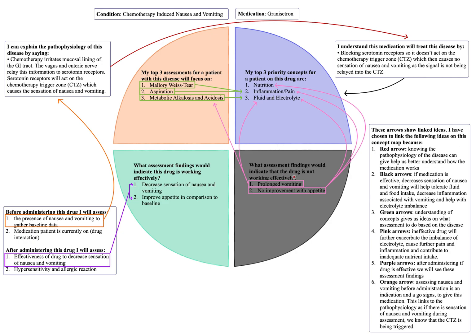So assessment findings that indicate to me that the drug is not working are prolonged vomiting and no improvement with appetite. With prolonged vomiting, we could see the metabolic acidosis, and with no improvement with appetite and with the prolonged vomiting, this can exacerbate the fluid and electrolyte imbalance. It can cause further inflammation and pain, and obviously there's no tolerance for fluid and food intake.